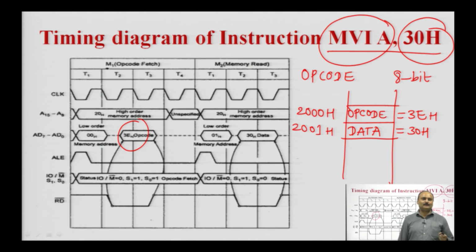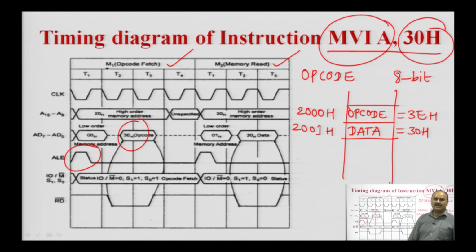To execute this instruction MVI A, 30H, the microprocessor requires 2 machine cycles. The first machine cycle is the opcode fetch machine cycle, and the second machine cycle is the memory read machine cycle to read the data, which is 30H, from the memory location having address 2001H. If we see the first machine cycle, the opcode fetch machine cycle, during the T1 T state the first job of the microprocessor is to generate the ALE signal, that is address latch enable signal.